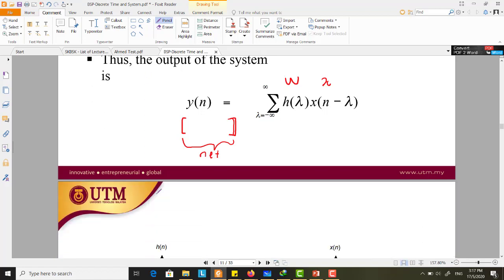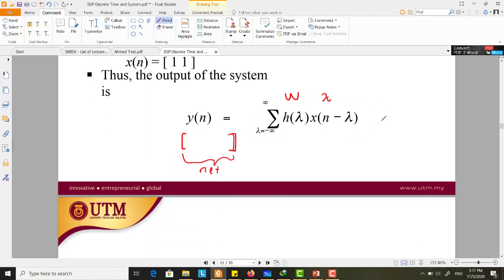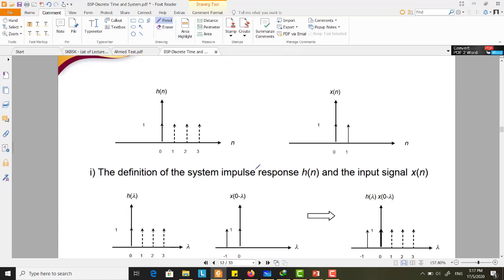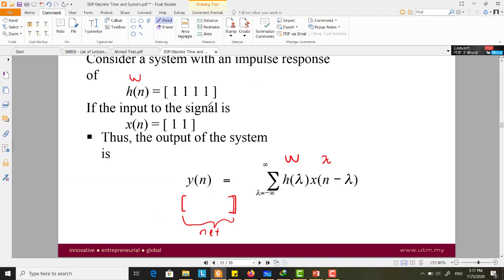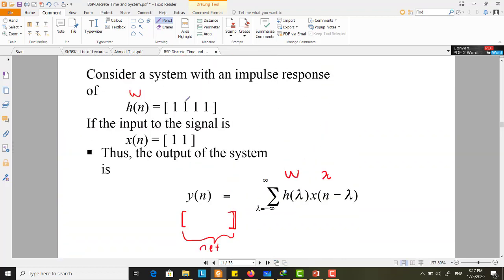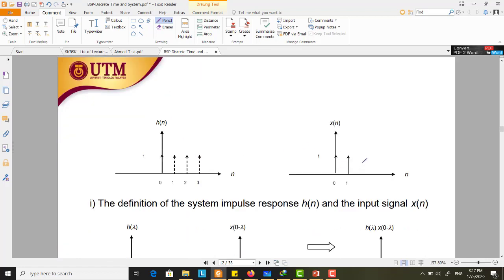In order to compute this expression, for this example they just draw the structure of the signal. This is 1 1 1 1. Just assume that the arrow is over here, meaning this value is at the location where time is equal to 0. The same goes for x: this one is the value where time is equal to 0. If you draw it, it looks something like this, an impulse response.